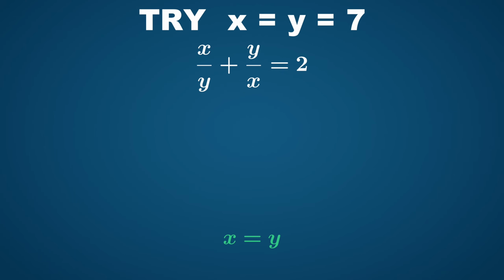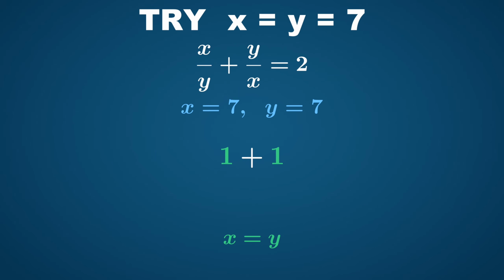We perform a numerical verification. We pick an actual real number to test, following our derived rule that x must be equal to y. We set the variable y equal to the integer 7. According to our rule, the variable x must also be 7. We plug 7 into the original equation for both variables. We get 7 divided by 7 plus 7 divided by 7.